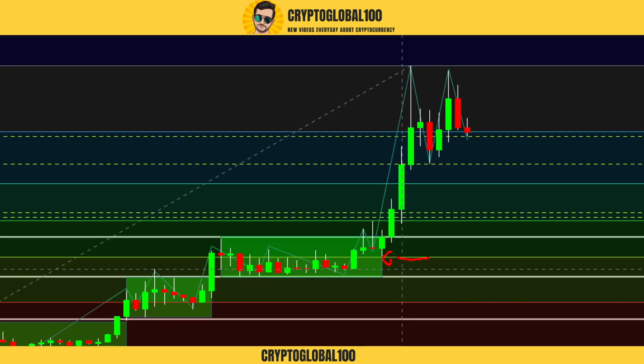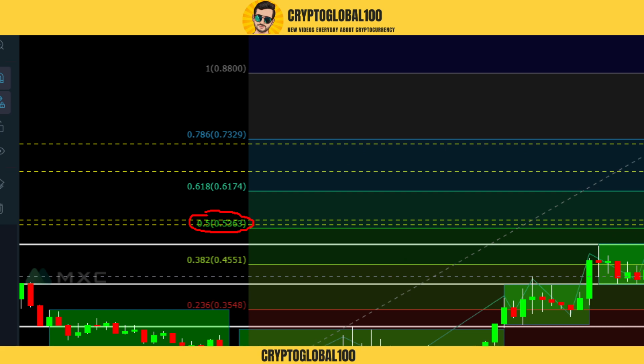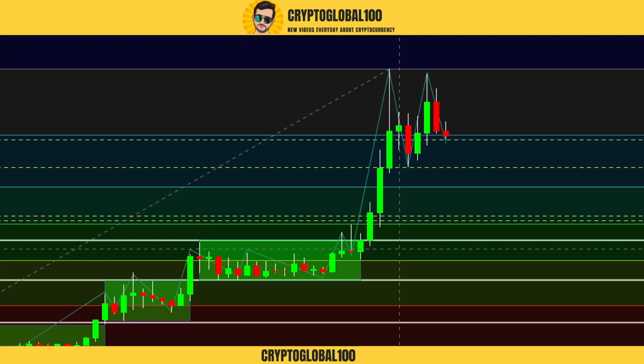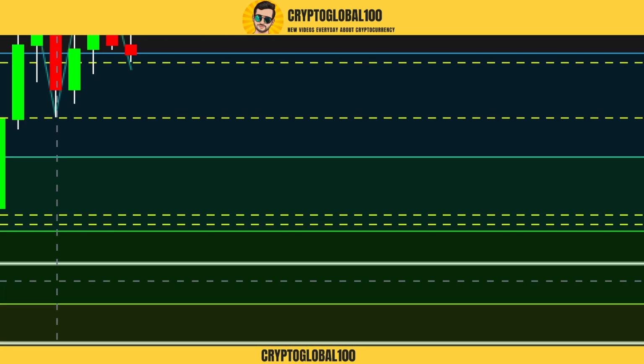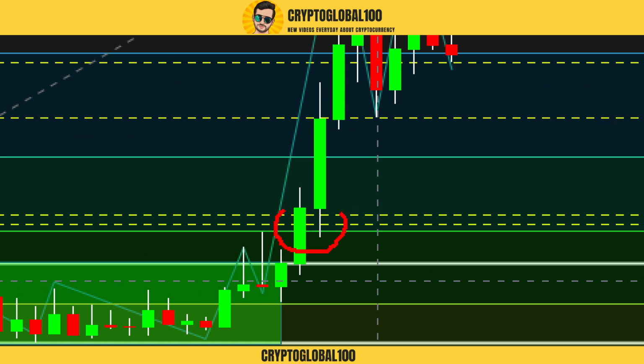Now let's move on. After that, the price broke through this 4-hour zone as well as the 0.5 Fibonacci level, which was in correlation with the 4-hour zone. Now let's see here. The next zone was 0.54. This zone was broken here at this level. You see here, let me show you, this zone was broken.